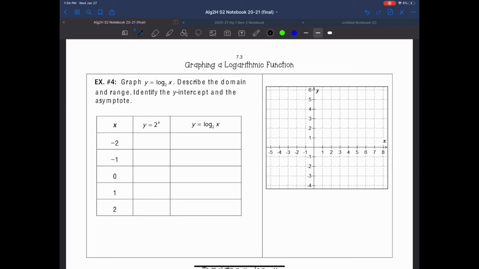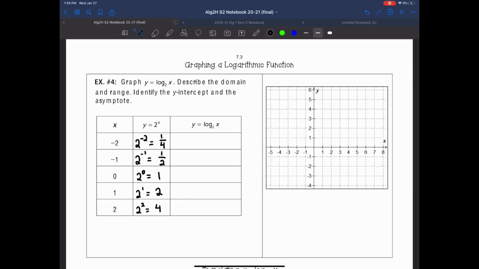If I plug -2 into the inverse function, I'm going to get 2 to the power of -2. In order to make negative exponents positive, I have to flip the fraction bar. So this would give me 1 over 2 to the positive 2, or 1 over 4. For the second one, I'm going to plug in -1, so I have 2 to the -1. Once again, we're going to flip that fraction bar, giving us 1 over 2 to the first power. Then I have 2 raised to the 0 power. Anything raised to the 0 power is 1. Then I have 2 to the first power, which gives me 2. And last but not least, 2 to the second power gives me 4.